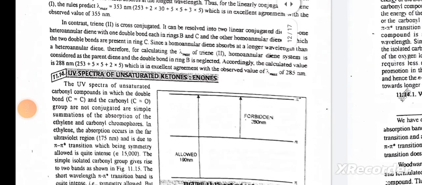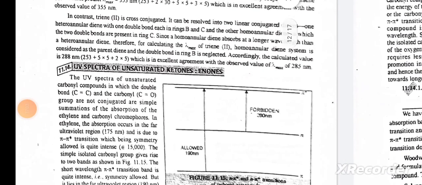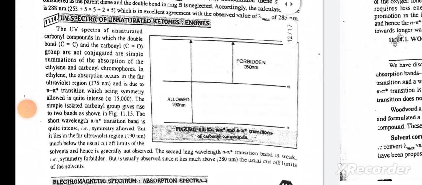It can be resolved into two linear conjugated dienes: a heteroannular diene with one double bond each in rings B and C, and the other a homoannular diene in which the two double bonds are present in ring C. Since a homoannular diene absorbs at a longer wavelength than a heteroannular diene, therefore, in calculating the λmax of the triene, the homoannular diene system is considered as the parent diene, and the double bond in ring B is neglected. According to this, the calculated value is 288, which is in excellent agreement with the observed value of 285 nm.